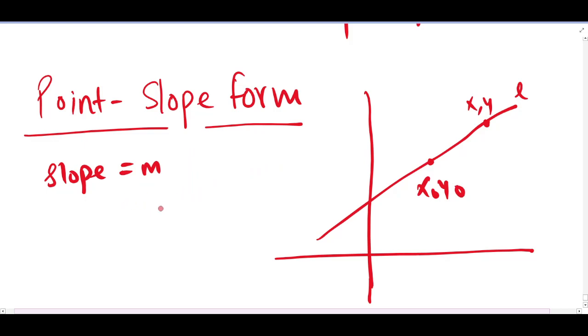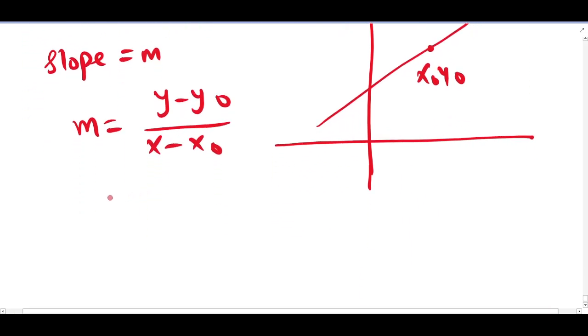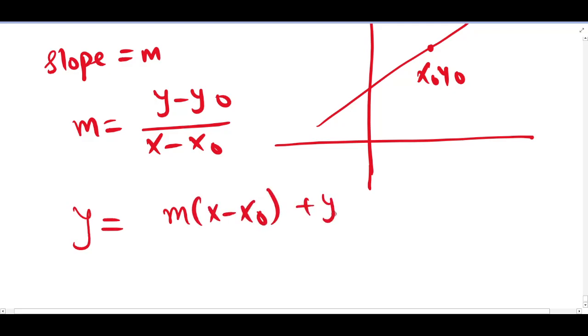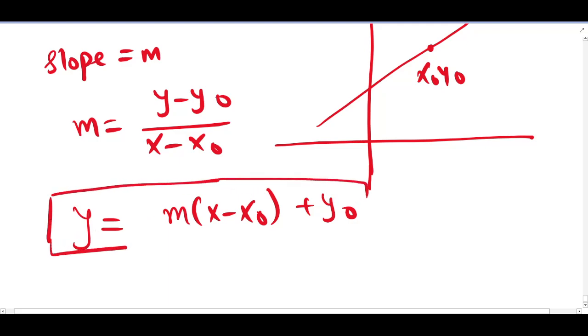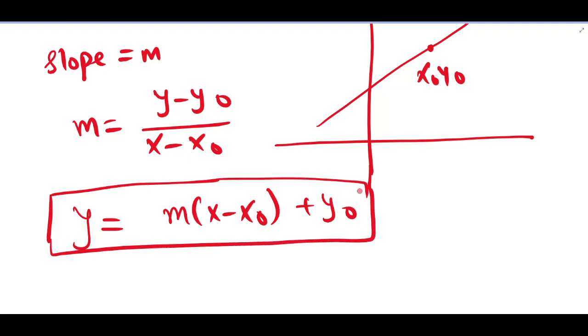From the definition of a slope, slope is equal to y minus y naught divided by x minus x naught. So we can write in the form of y is equal to m times (x minus x naught) plus y naught. So this is the point slope form, where we have a point and the slope is given, so we can find the equation of a line as m(x minus x naught) plus y naught.